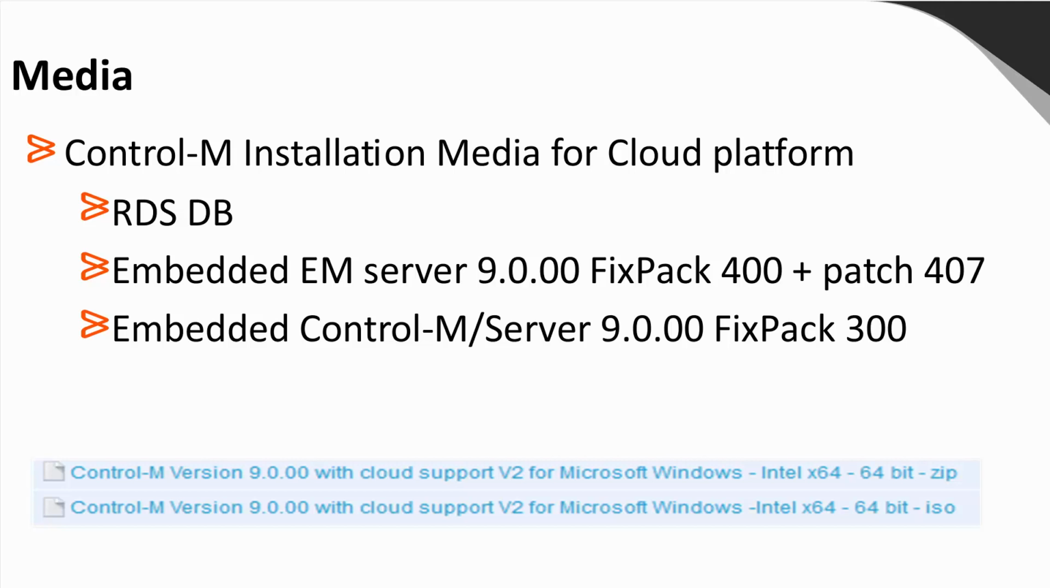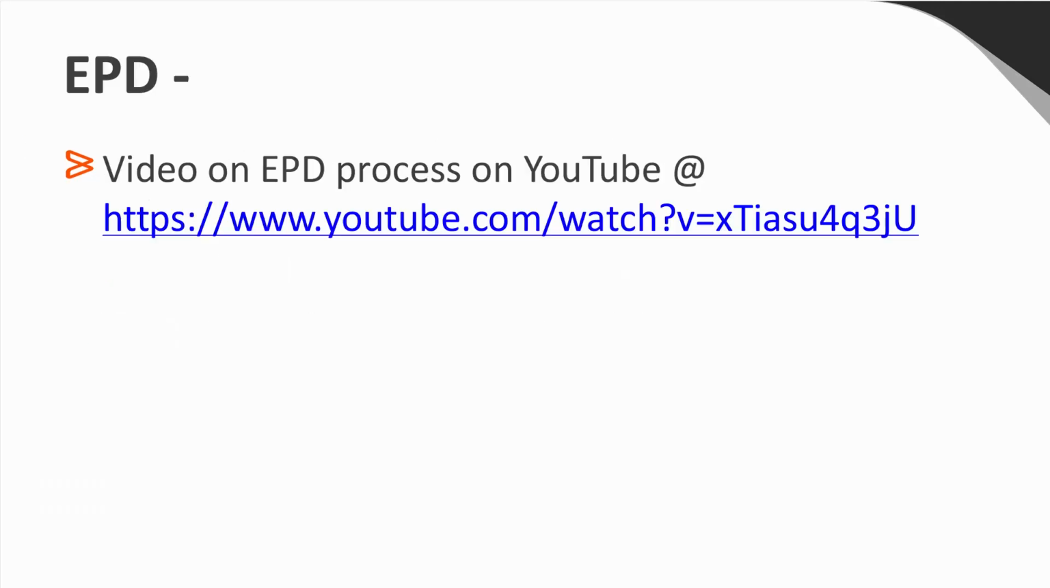At the bottom of my screen, you can see the title of the media, as you'll see it on EPD, and I'll walk you through screens in just a minute. You'll see Control-M version 9.0.00 with cloud support V2. So this is a new media, V2, and then for the platform, in this case, Microsoft Windows. When you're going to download the media, I'd like to point you to a YouTube video which describes the process rather well.